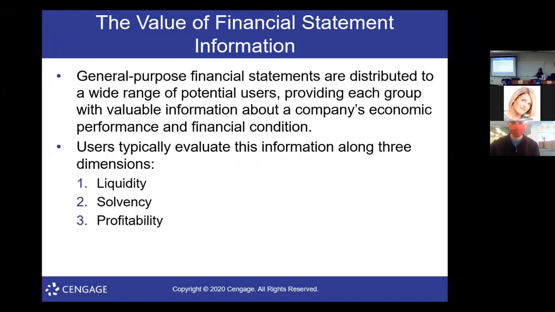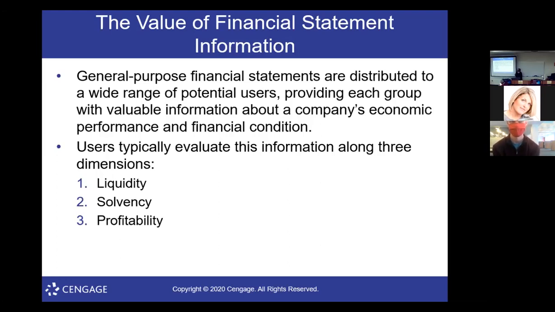As we know, general purpose financial statements, which are what? What are the financial statements that we've talked about throughout this semester? Balance sheet, income statement, cash flow statement. Stockholders' equity, exactly. Those are the four financial statements. What we know is that investors, creditors, and a variety of different types of users of financial statements want to look at the financial statements and understand what's going on with the company. Those financial statements provide a lot of valuable information.